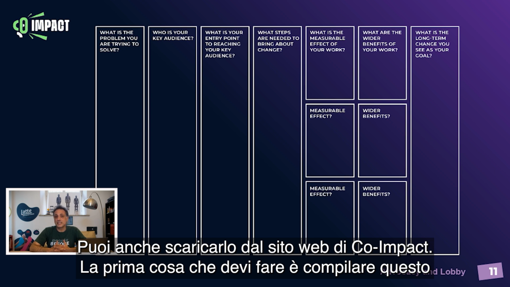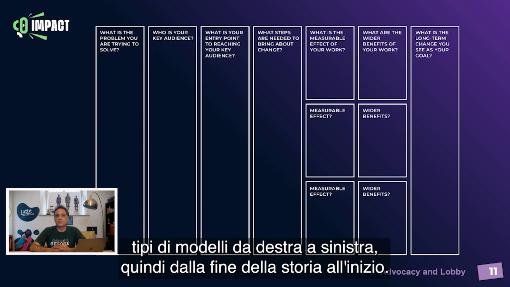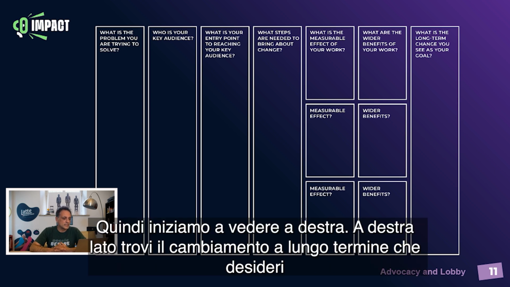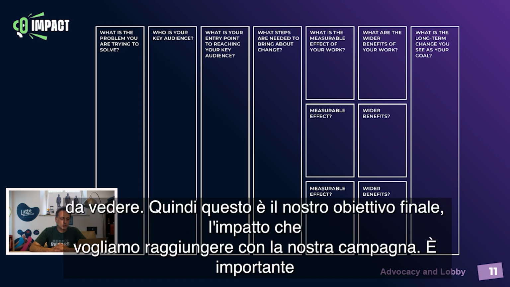The first thing is that you need to fill in this kind of template from the right to the left, so from the end of the story to the beginning. So let's start on the right. On the right side you find the long-term change that you want to see. So this is our final goal, the impact we want to achieve with our campaign.